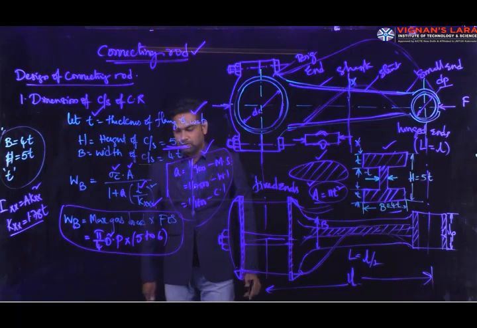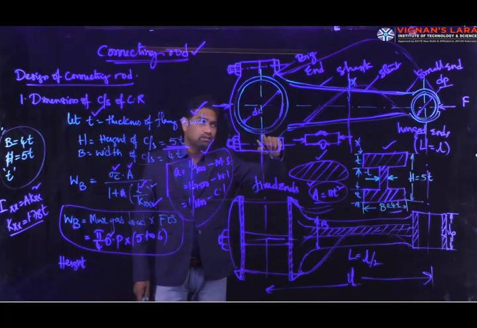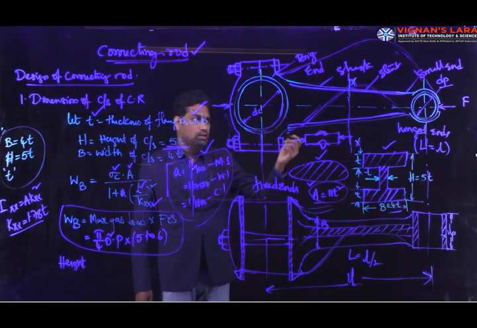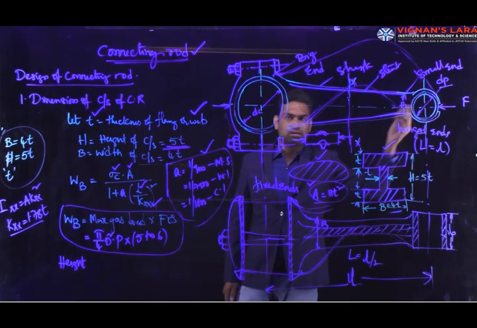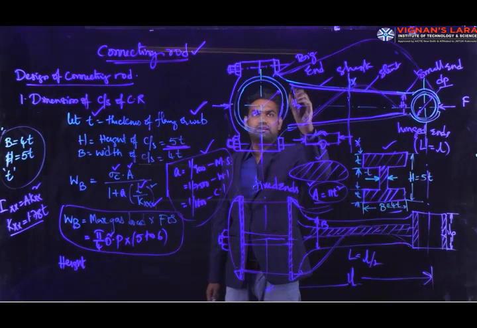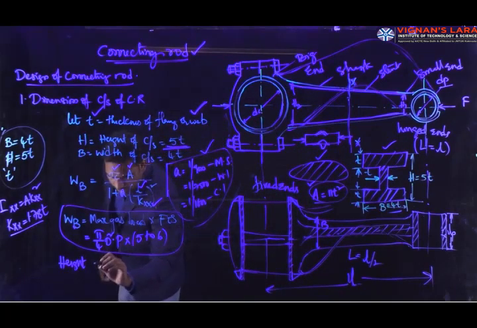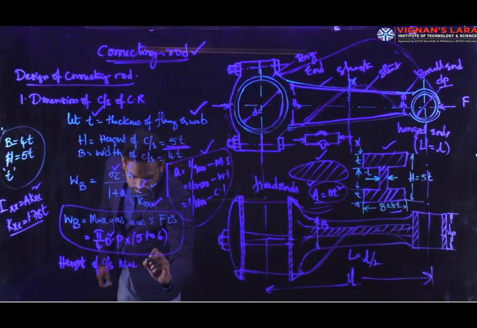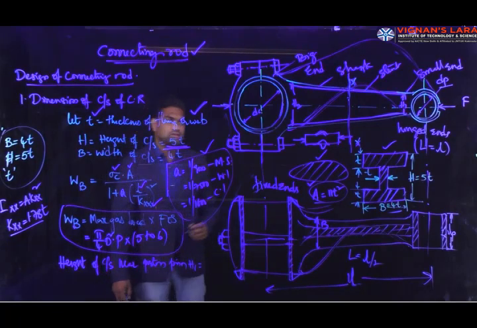So the height of the connecting rod needs to be calculated at both the sides, that is near the big end as well as near the small end. Here I consider this as H1, that is a reduced height at the piston pin, and here I consider it as H2, which is the height near the big end. So height of cross section near piston pin, that is small end, is denoted by H1. So this can be calculated using the proportion.